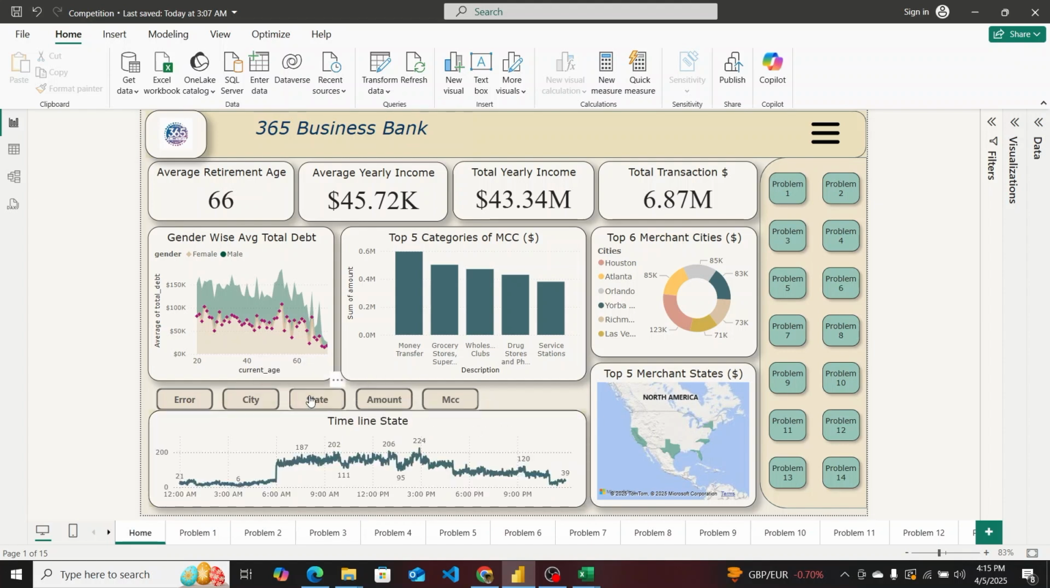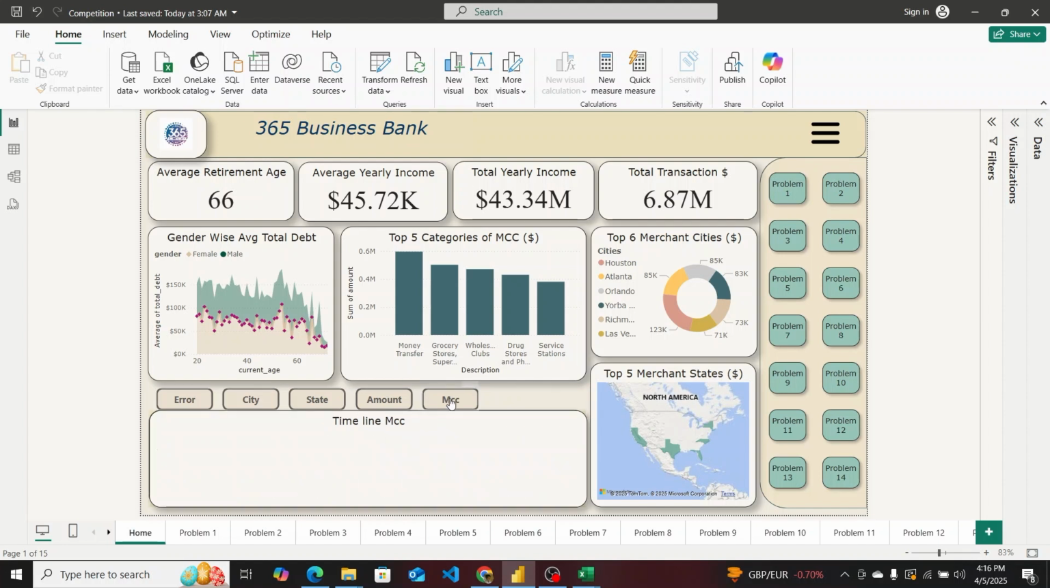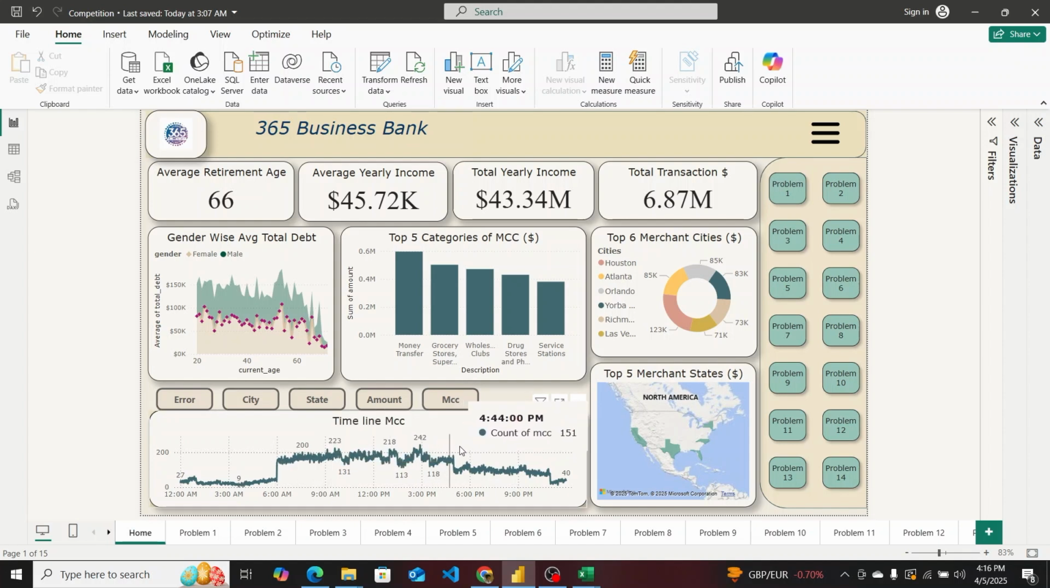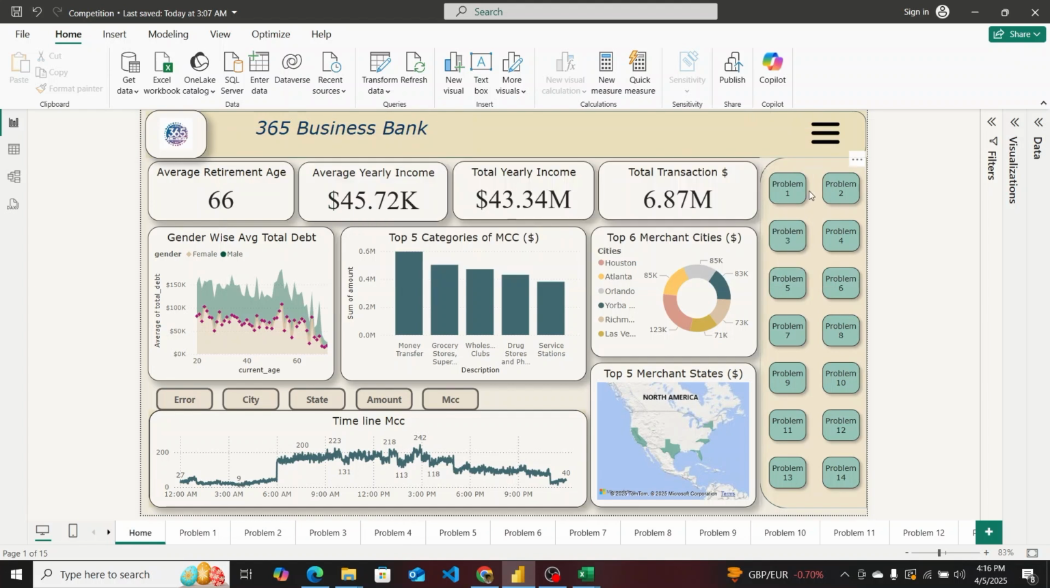Then we move to the states. This is the states analysis of transactions, the amount of transactions involved. This is the MCC categories, count of MCC categories. So this is all about my homepage. I have a slicer pane in which gender, city, state, and merchant category codes are the slicers. So let's dive into page one, or maybe problem one.